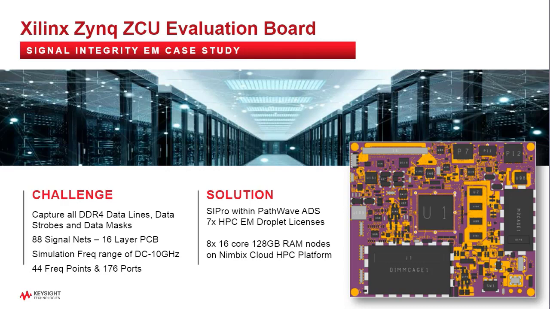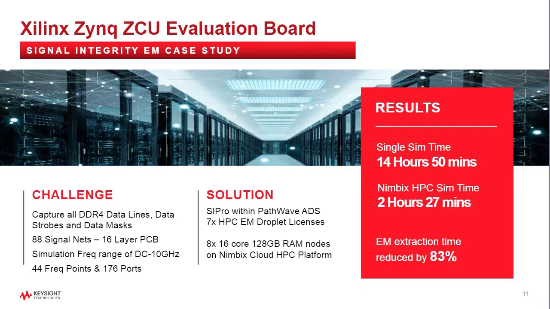The solution that we used is SI Pro. It's a dedicated EM solver inside of PathWave ADS. We used these brand new HPC EM droplet licenses, and then I used hardware on the Nimbix Cloud HPC platform. And I was able to get the single sim time, which was nearly 15 hours, able to use the eight times machine and get that simulation time down to 2.5 hours, reducing the extraction time by 83% in total.